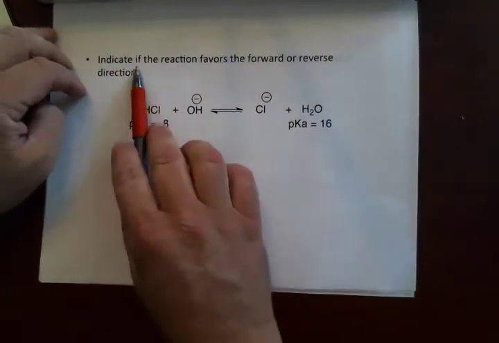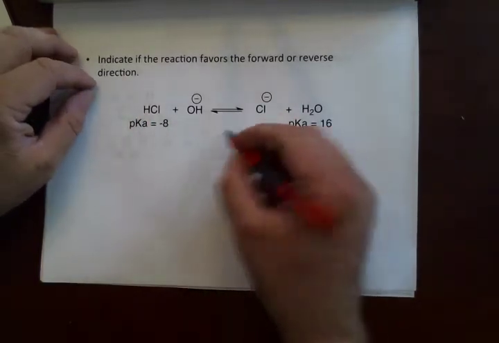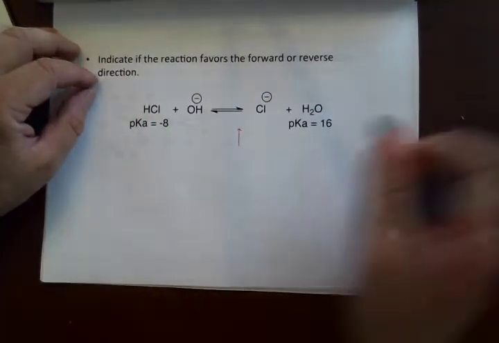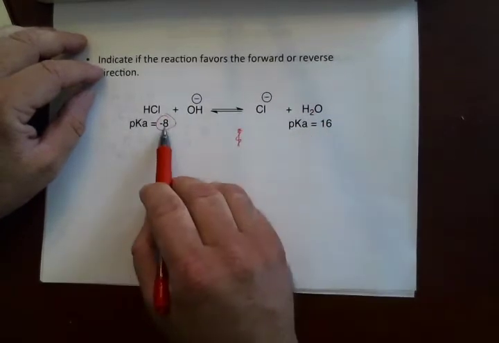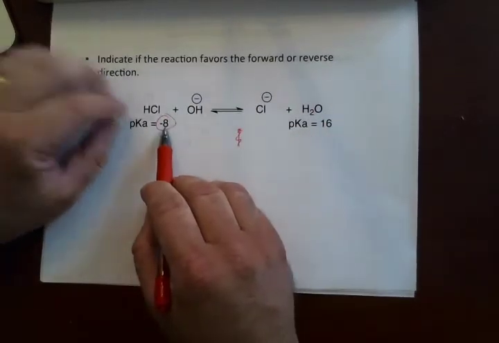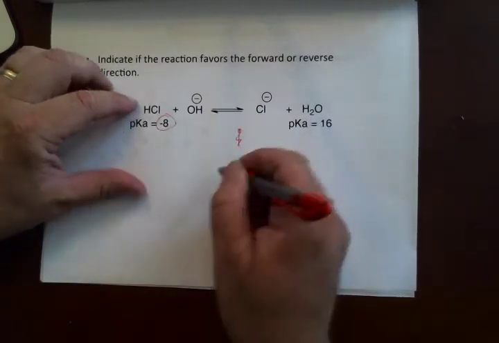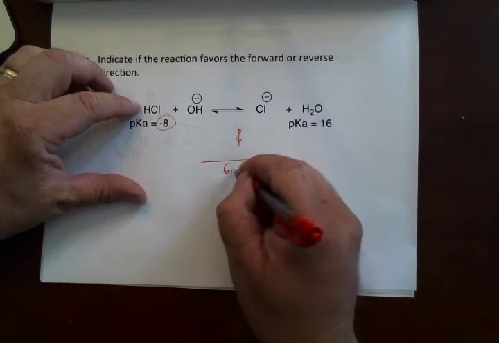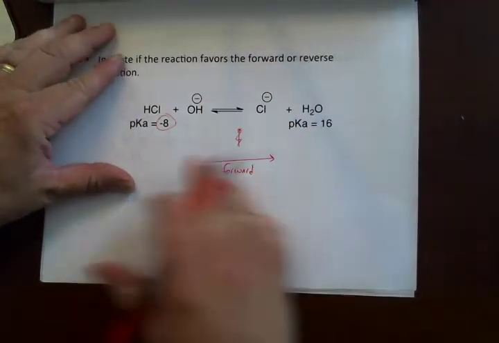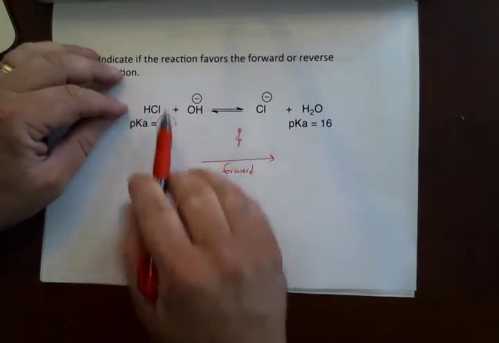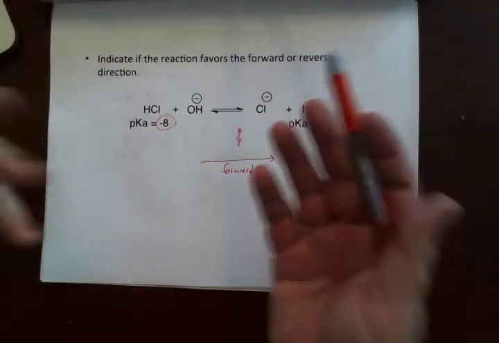Okay, indicate if the reaction favors the forward or reverse direction. What you're going to want to do is this number wants to go up. So you want to go from the stronger acid to the weaker acid, so you want this number to go up. So this one's going to go forward, and it's going to favor this product here. This particular case makes sense because it's hydrochloric acid plus something like sodium hydroxide, an acid-base reaction, so it's going to react.